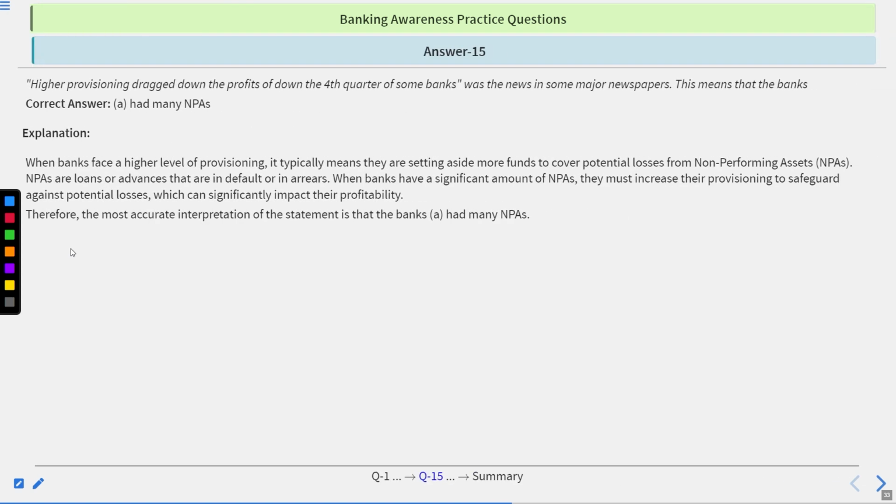Time's up. Correct answer is A. Had many NPAs. Explanation. When a bank faces a higher level of provisioning, it typically means that they are setting aside more funds to cover potential losses from NPA. NPA are loans or advances that are in default or in arrears. Banks that have a significant amount of NPAs must increase their provisioning to safeguard against potential losses, which could significantly impact their profitability. Therefore, the most accurate interpretation of the statement is that the banks had many NPAs.